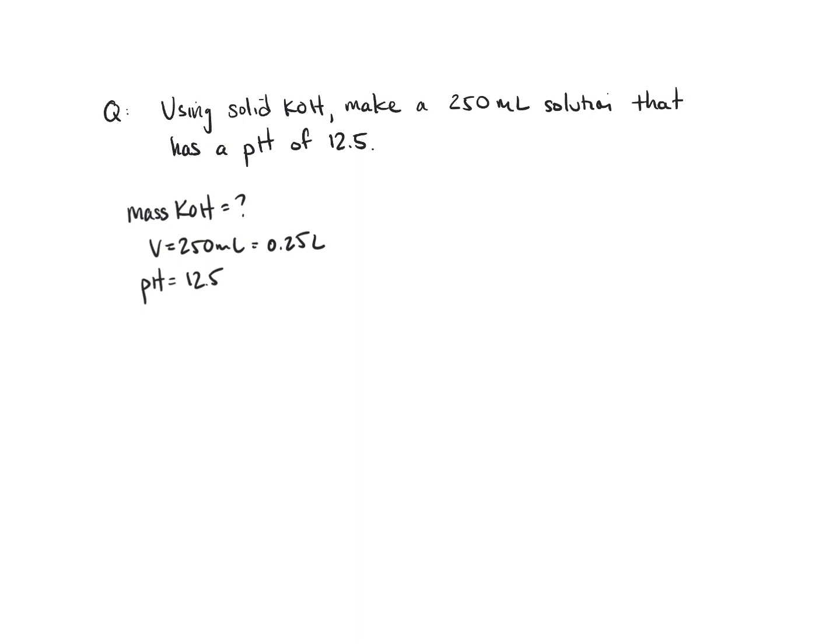Now, right off the bat, we can see that the OH and the H do not agree with each other. So we're going to use that first equation: pH plus pOH equals 14. If we plug in our values, we have 12.5 plus pOH equals 14, which means my pOH is equal to 1.5. All right, so that's great.